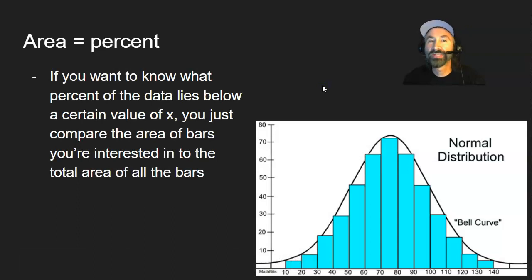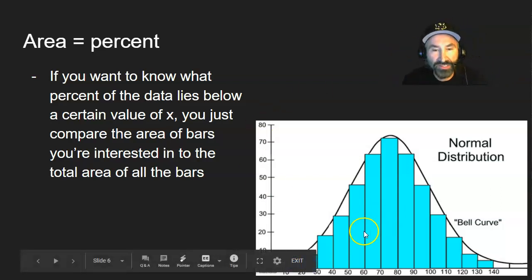If you want to know what percent of the data lies below a certain value of x, you just compare the area of the bars. We won't always have bars with a normal curve, but if you imagine that there were bars, for instance, if we wanted to know what percent of all of these bars were less than 50, here the x values are down here, if we said less than 50, we would look at all the bars that are less than 50, and we would add up all of their areas, and we would compare that to the total area of all the other bars.